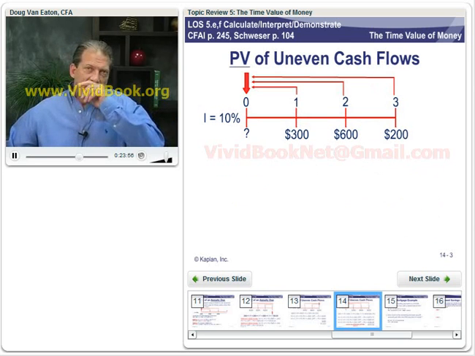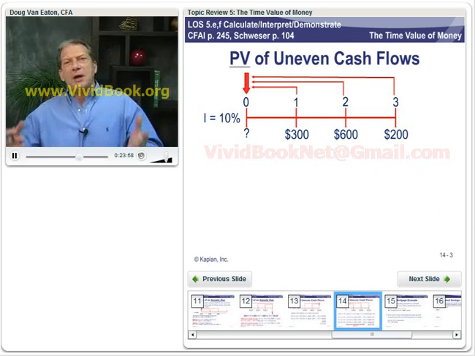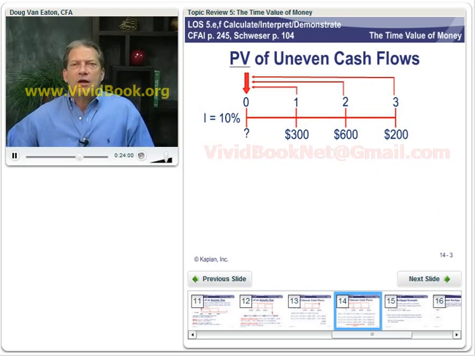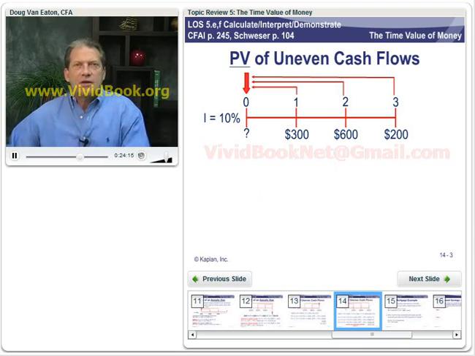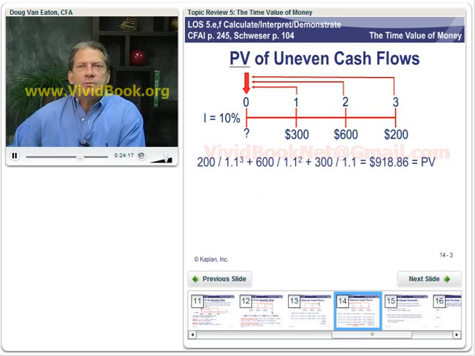Okay, present value of uneven cash flows, just go back the other way. We discount this for 1 period, discount this for 2 periods, discount this for 3 periods, add them all up, and that's going to be our present value. Take a look at how we do this. Exactly that. 3 periods of discounting, 2 periods of discounting, 1 period of discounting, add them all up. We get a present value of $918.86.